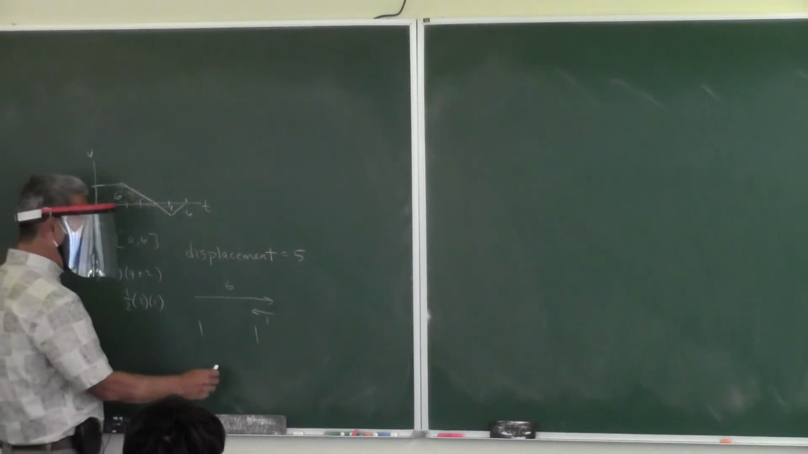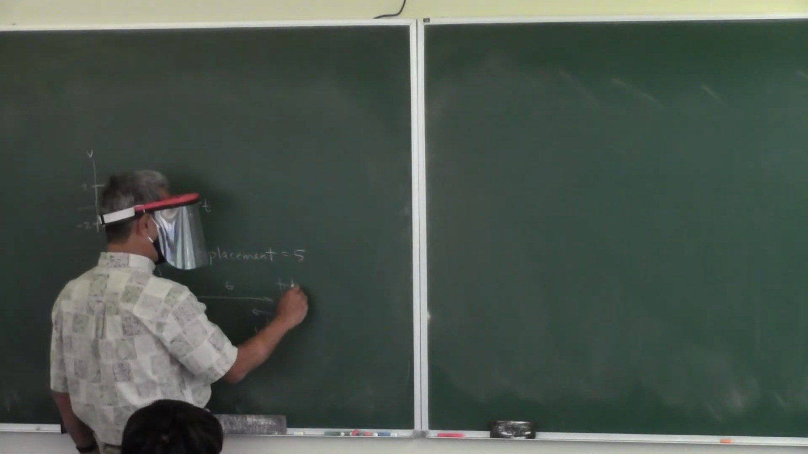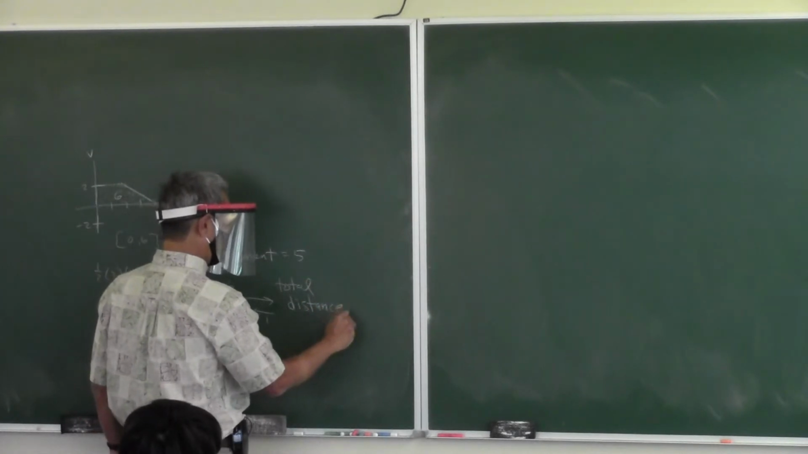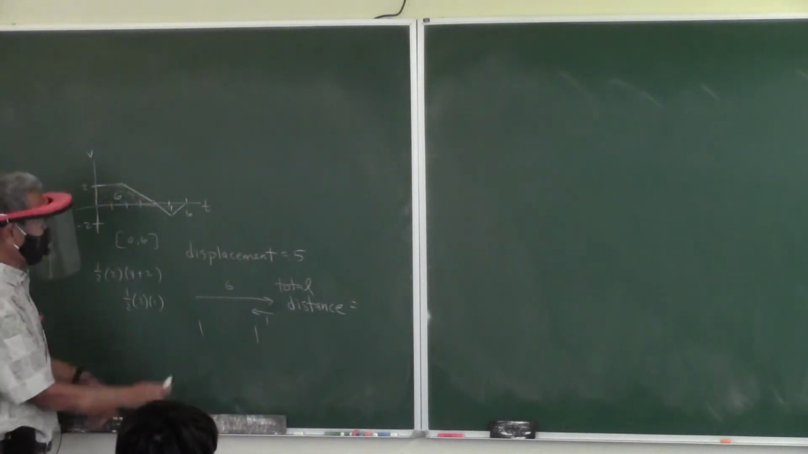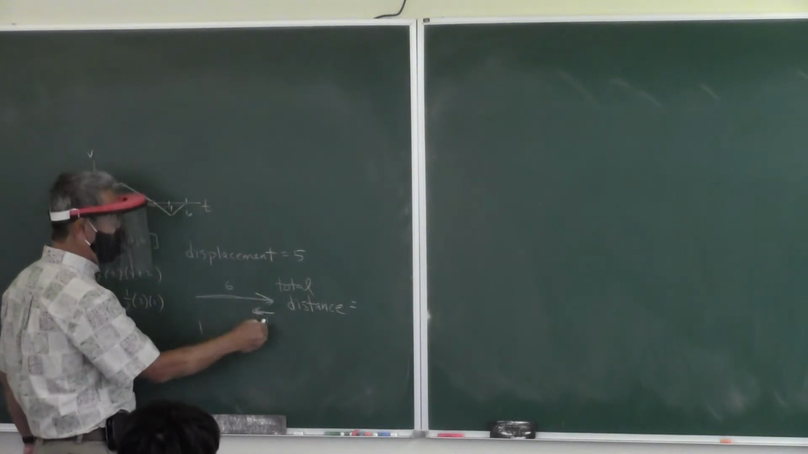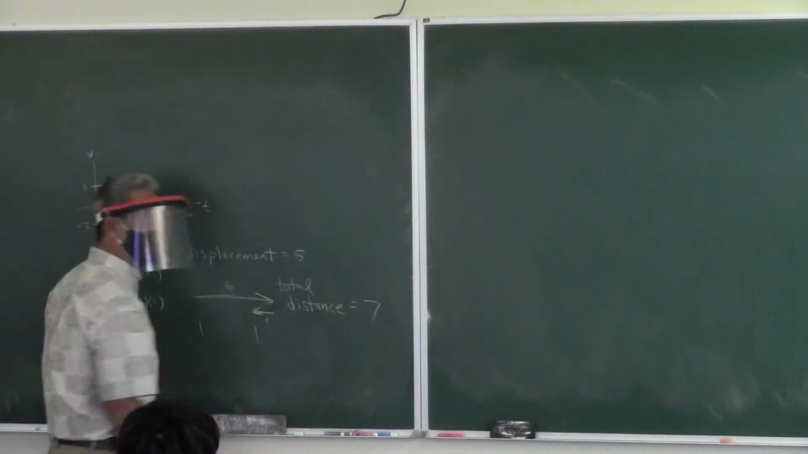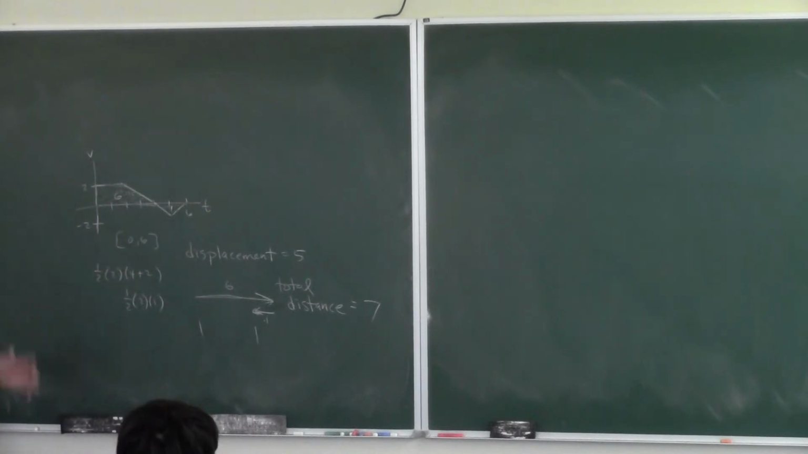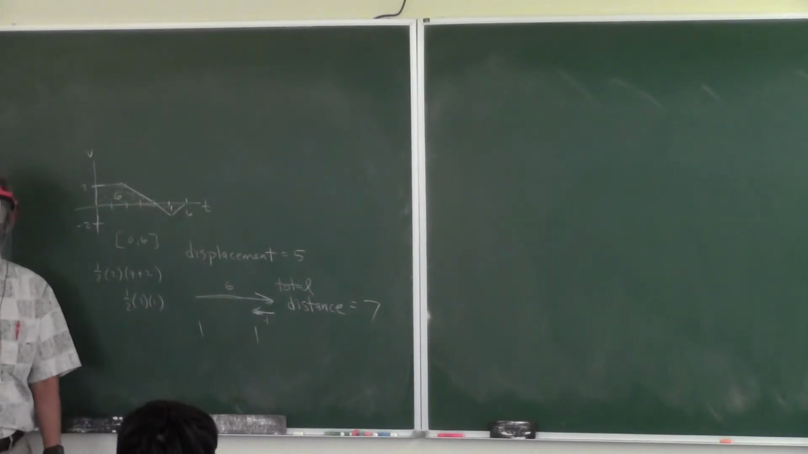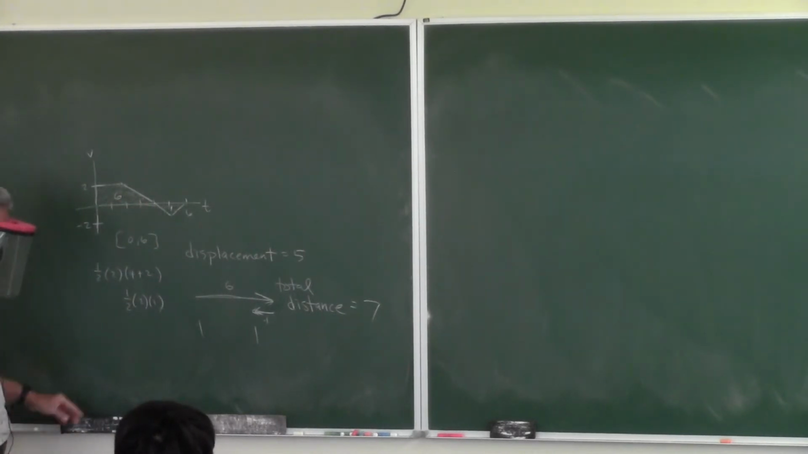But then, what if I ask you, what is the total distance that you traveled? Well, come on, look. If I traveled 6 units to the right and then 1 to the left, 6 plus 1, 7. Right? That's what you did in physics. But do you really think in real life you're just going to get nice, easy geometric shapes like this? The answer is no.